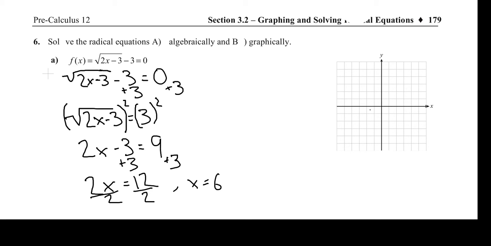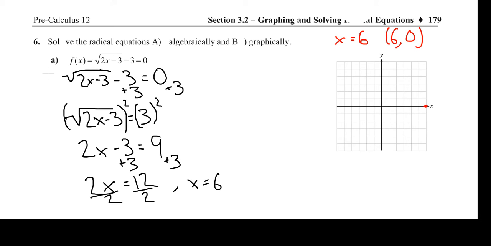So that means that our x-intercept, let me just change colors here. For our graph, we will do it in red. I'm going to make a nice dot there. And we know that x is 6, so our point is (6, 0). So there we go.